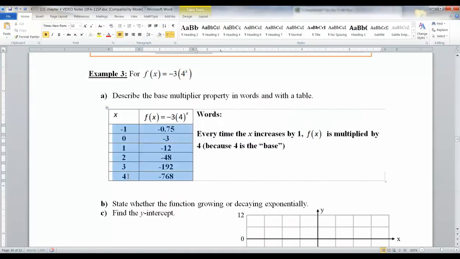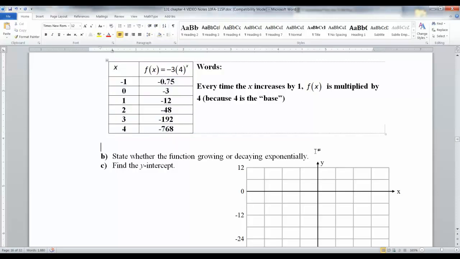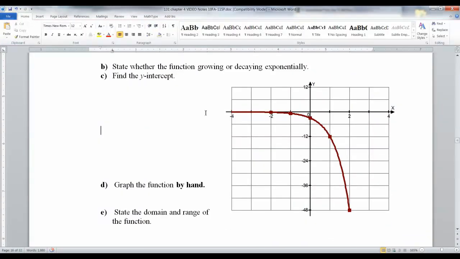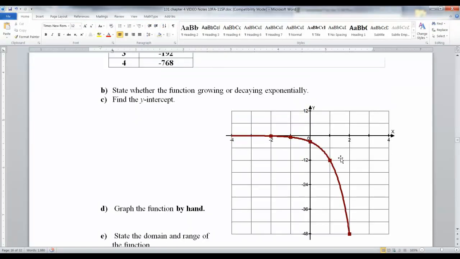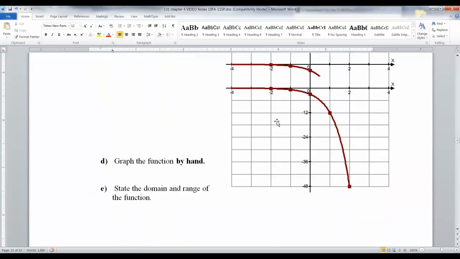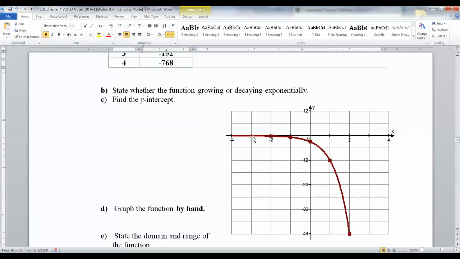And there's the table. Now, is this function growing or decaying? Tricky. You know what? Let's look at a picture of it first. Let me go grab a graph. There we go. Okay, so what do you think? Growing or decaying? Now, it's not sitting up to our normal standards, because we normally said growth and decay is when a is positive. See how a is positive in these ones? Bigger than 1. But for this one, a is negative. It's -3. But what's happening to this? As x goes along, the y is plummeting. So this is actually exponential decay.